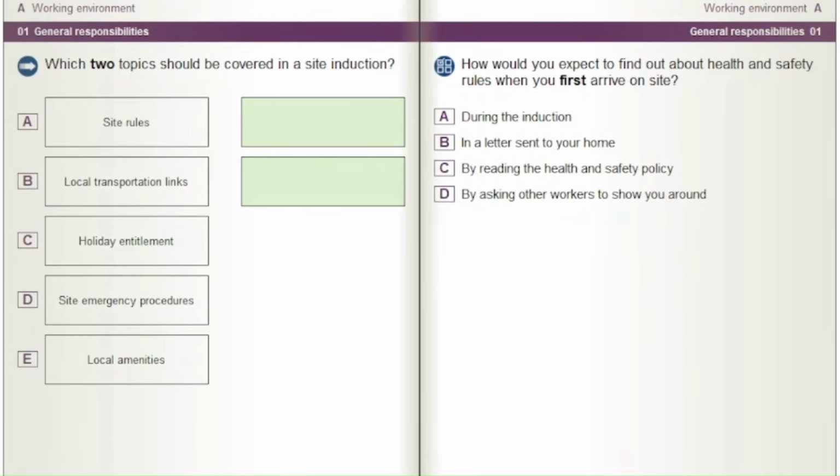Which two topics should be covered in a site induction? Site rules, local transportation links, holiday entitlement, site emergency procedures, local amenities. How would you expect to find out about health and safety rules when you first arrive on site? During the induction, in a letter sent to your home, by reading the health and safety policy, by asking other workers to show you around.